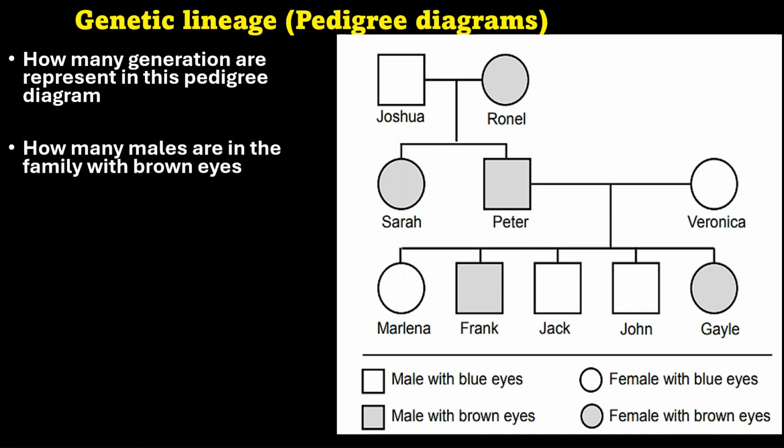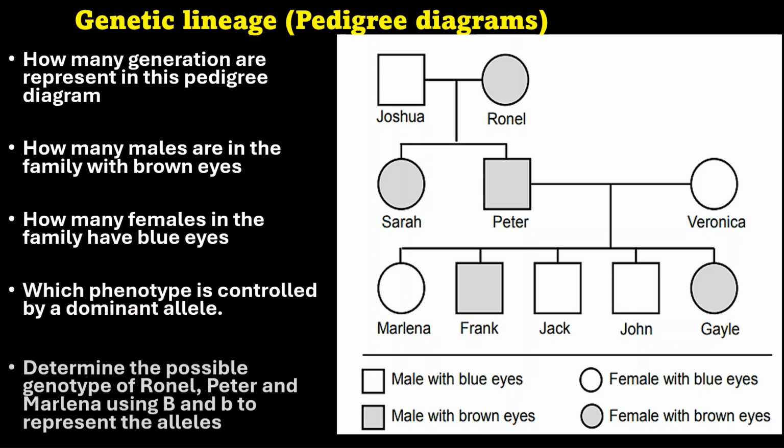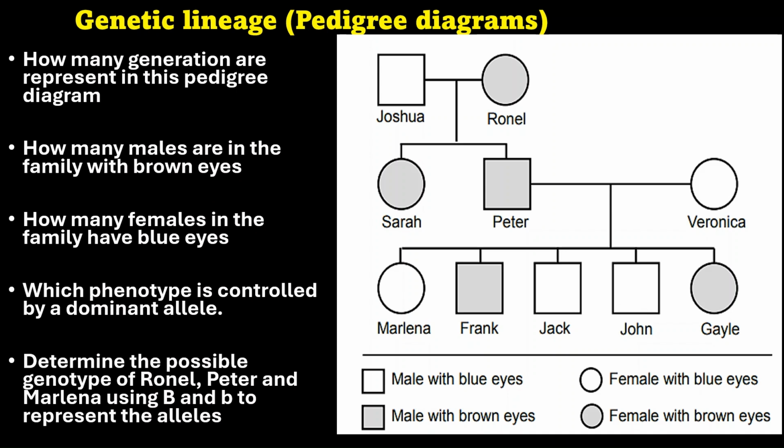Then how many males are in the family with brown eyes? How many females are in the family with blue eyes? Which phenotype is controlled by the dominant allele? And determine the possible genotype of Ronell, Peter, and Malina using capital B and small letter b to represent the alleles.